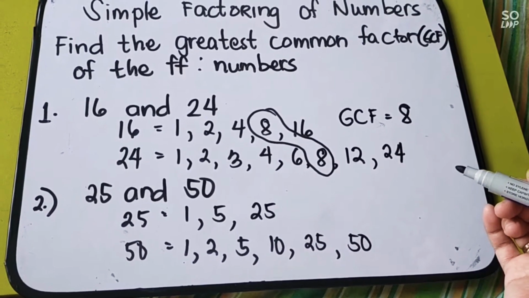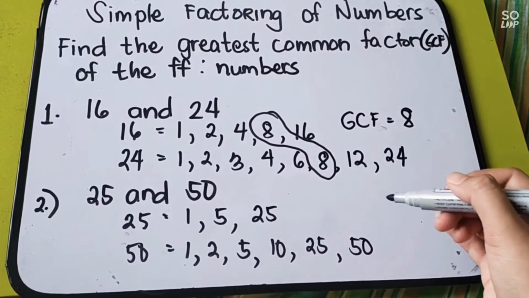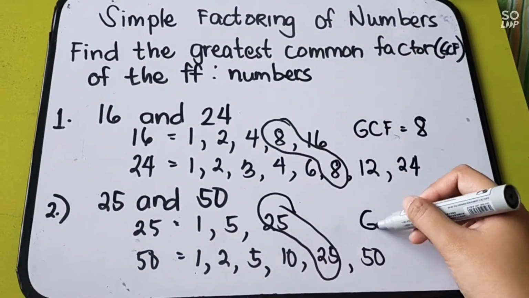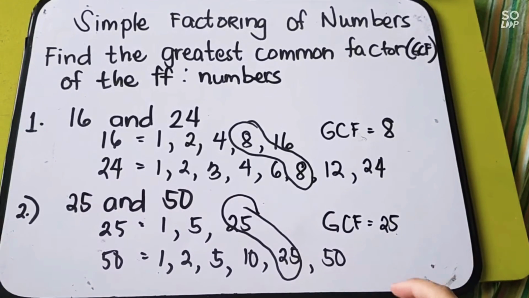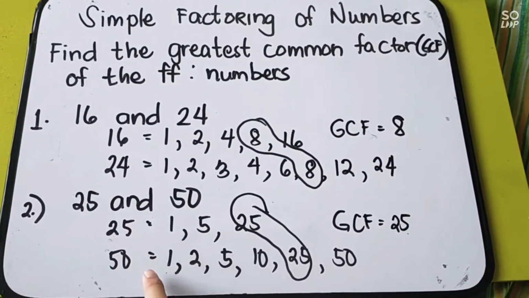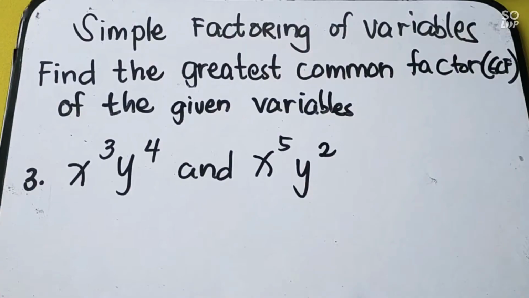Now, what is the greatest common factor? What is the greatest factor? The highest. That is 25. So that is our GCF. Okay? So 25 is the greatest common factor of 25 and 50. Let's move on to another example.